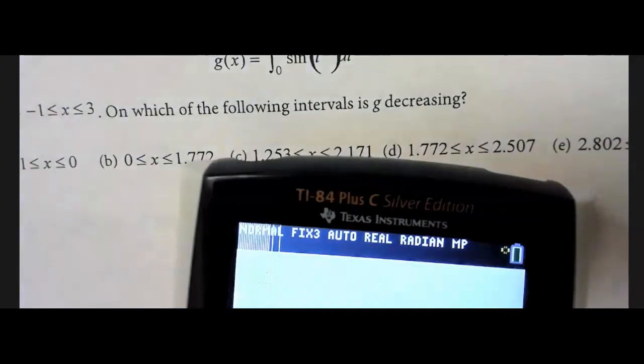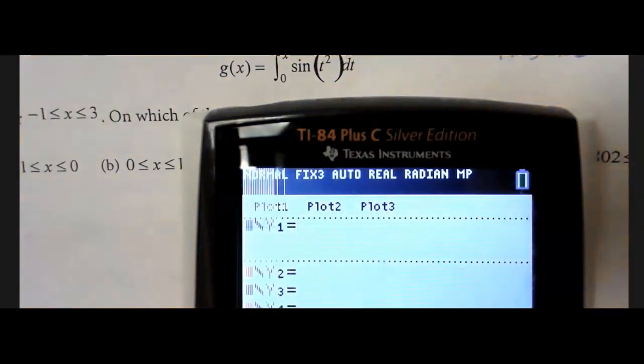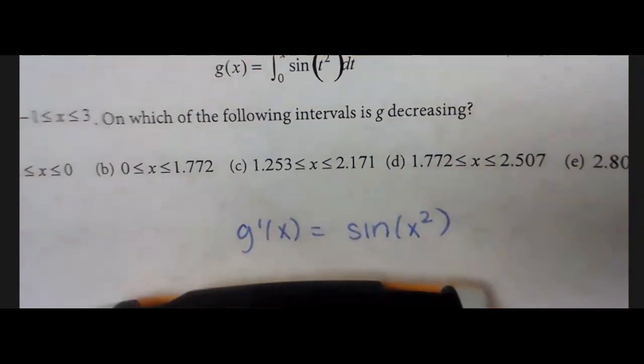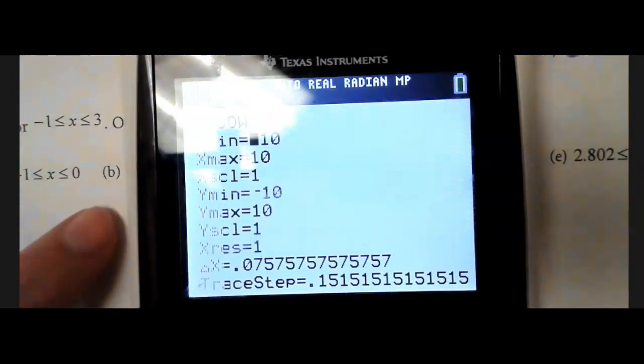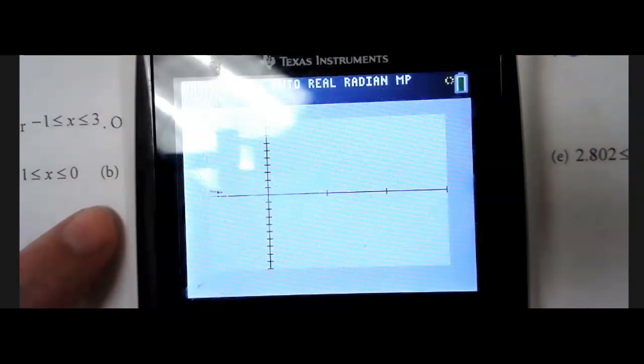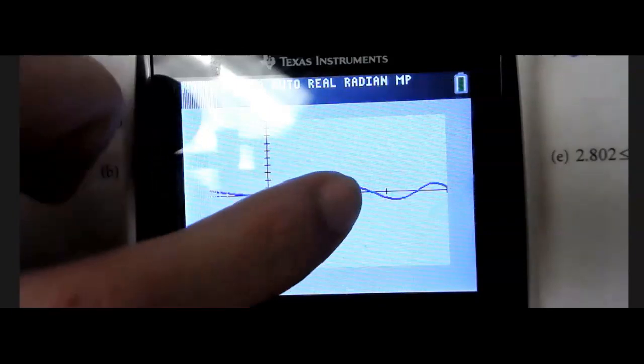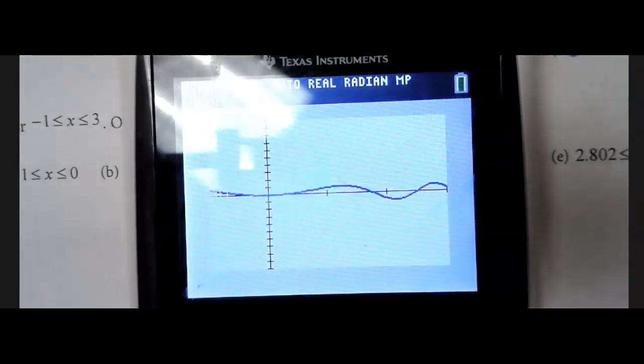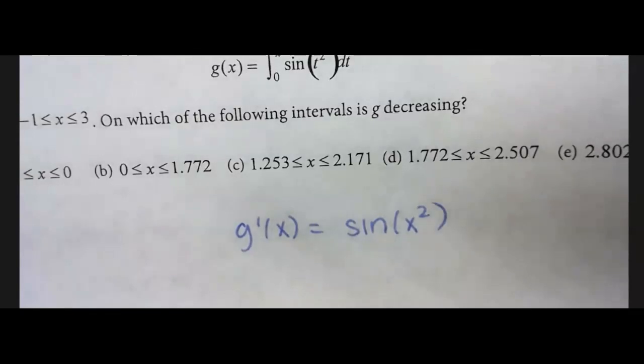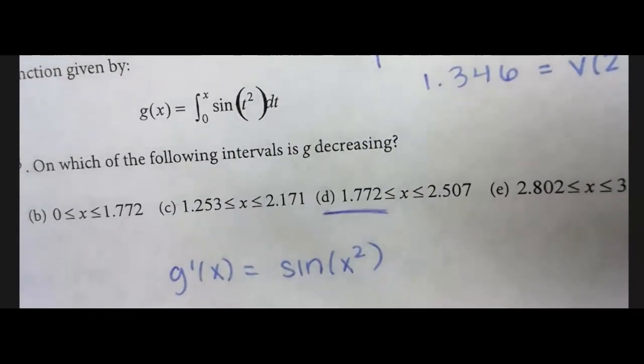So you could just go to your graphing calculator, type in that function. You knew that it had to be between -1 and 3. So I changed my window. Hit graph. And boom. So you do second trace, 0. Find your value way over here. 1.772. Sorry, 1.772. And that's right there. Okay.